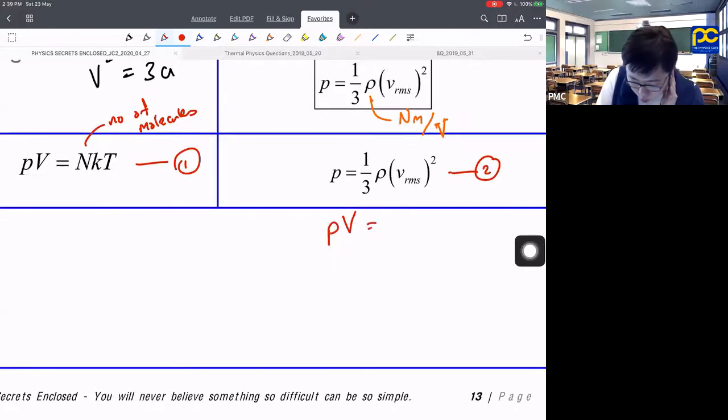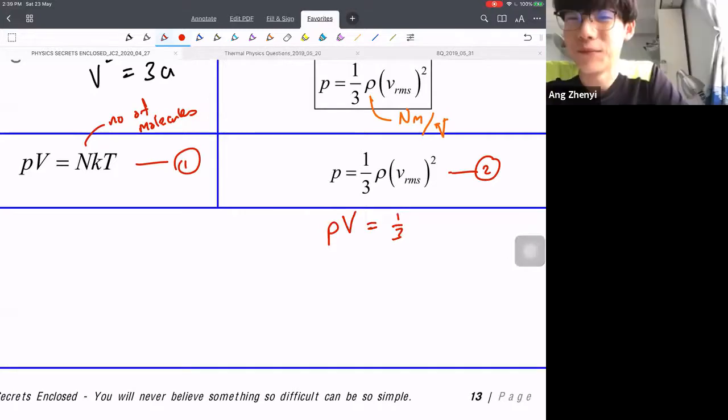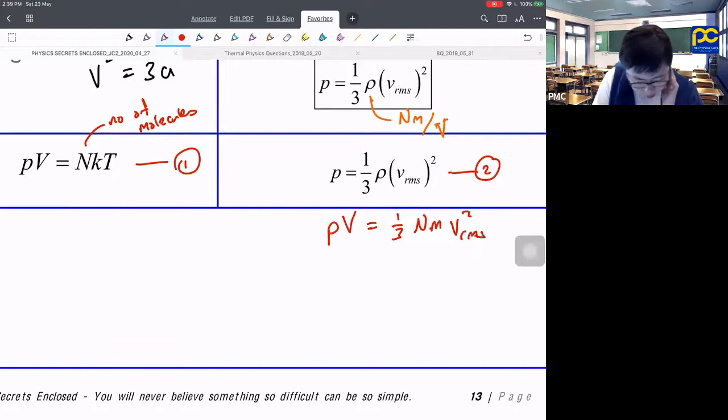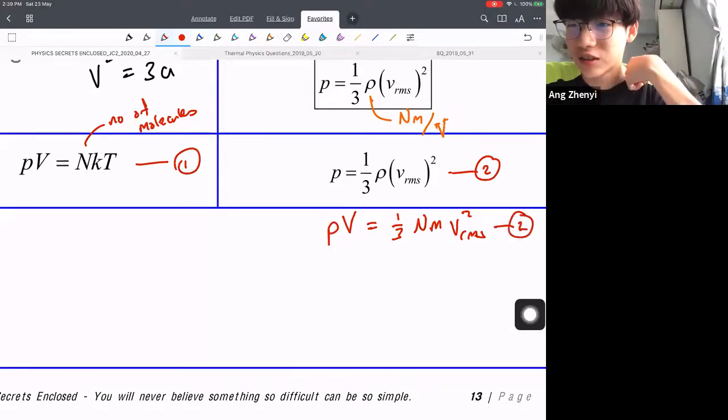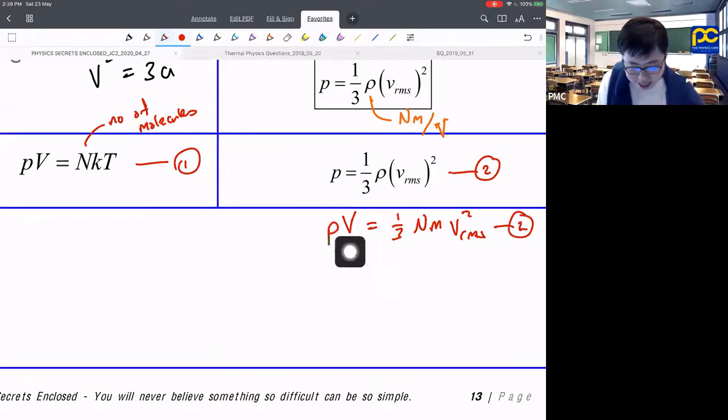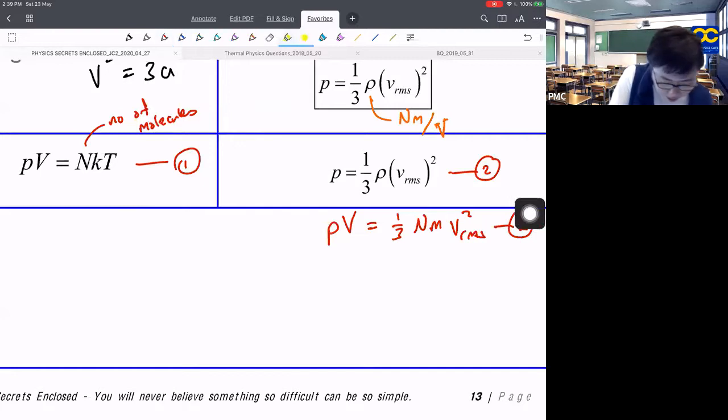All right. Then equal to what? 1/3 what? And then n, m and then v squared, and the v is RMS. Let me check, did I make any careless mistake first? Let me see, my volume is there already. I put it so that it's the same for you all, and then you can see it's the same.